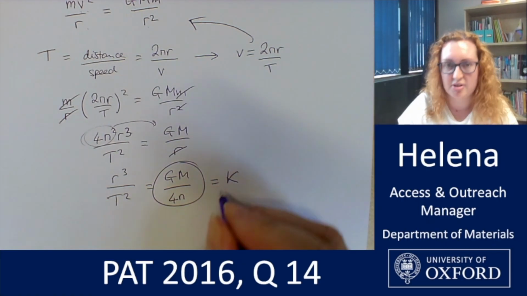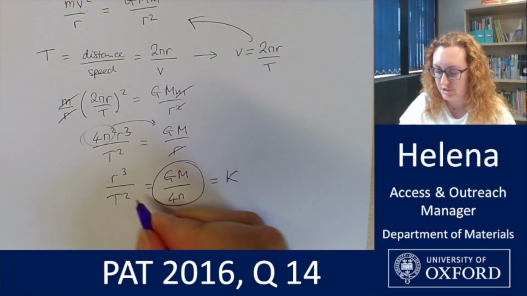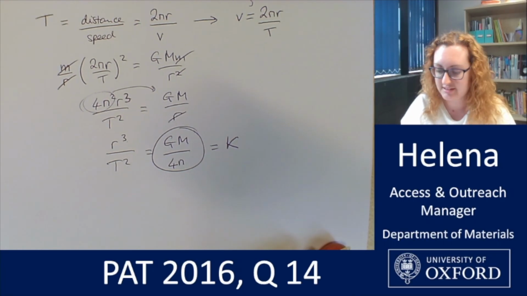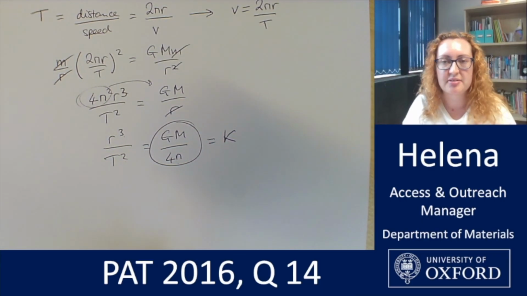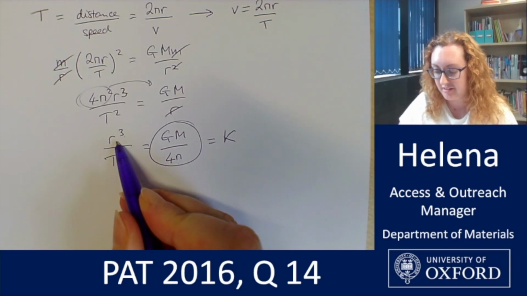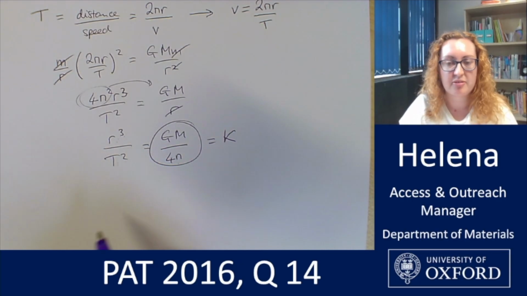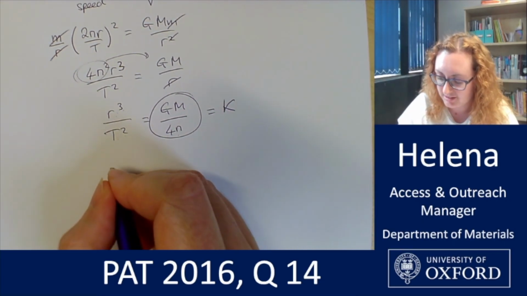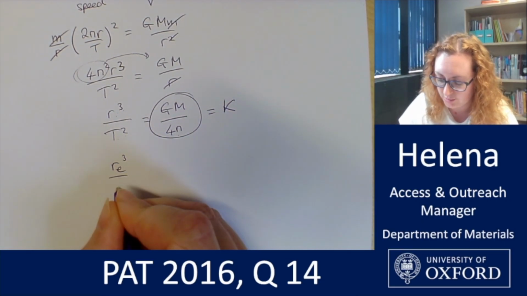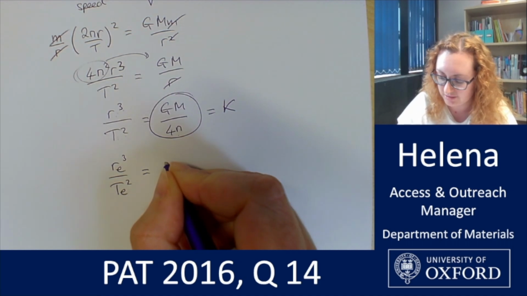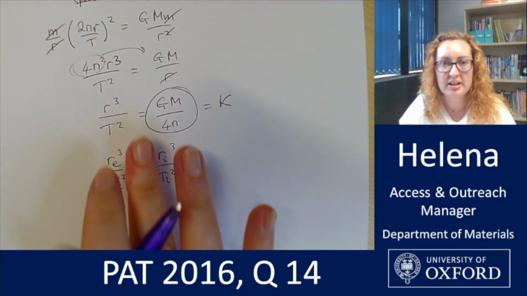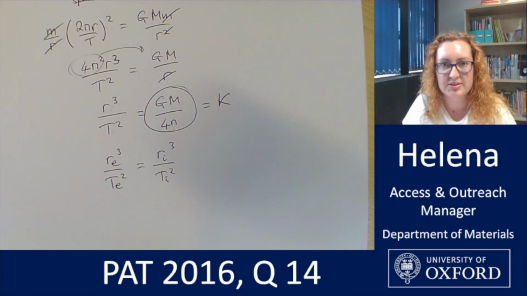So I'm just going to write that as a constant k, which means we now have a relationship between the radii and the orbital periods being a constant. This means that for any set of orbits, this relationship is going to be the same for any other circular orbit as well. So thinking about our two moons, we have that RE cubed over TE squared is equal to RI cubed over TI squared. That relationship is the same for both orbits because it's equal to this constant.